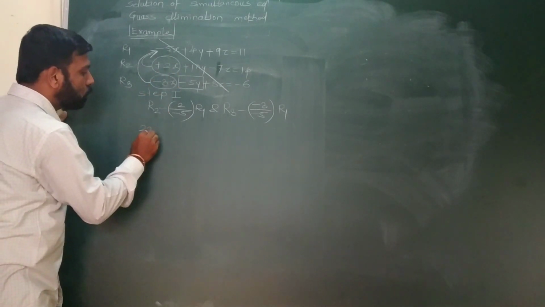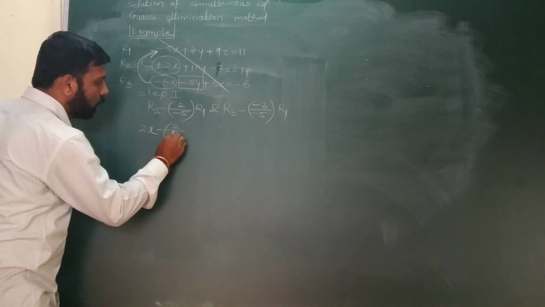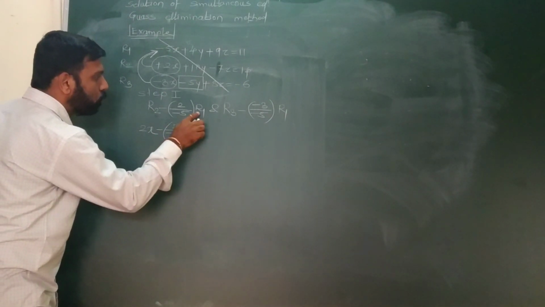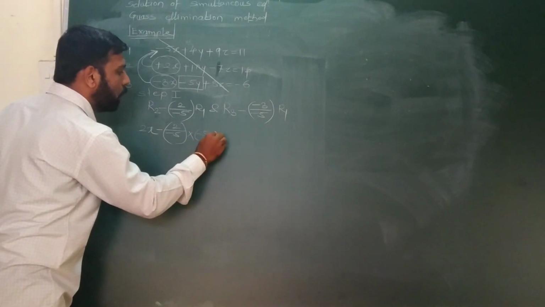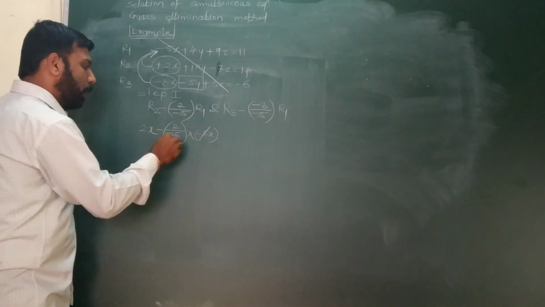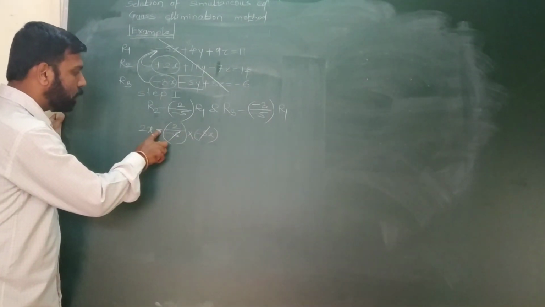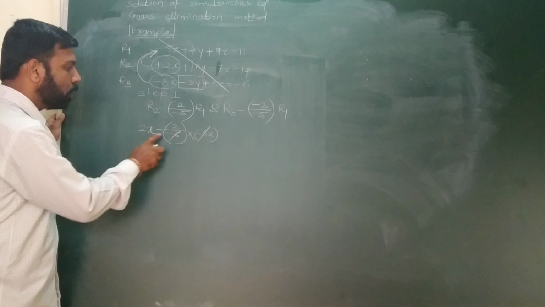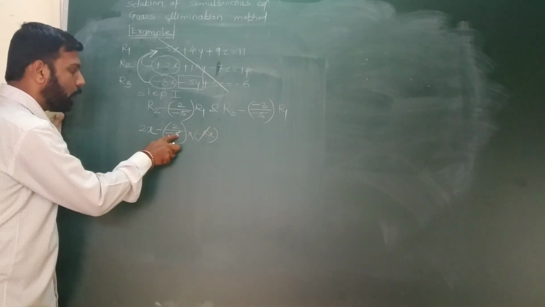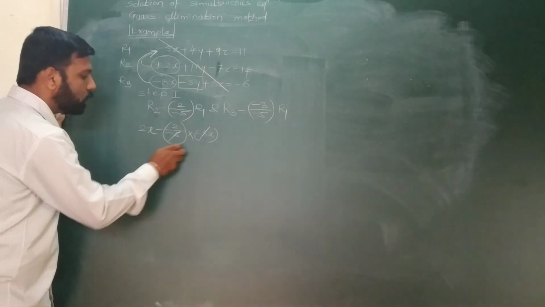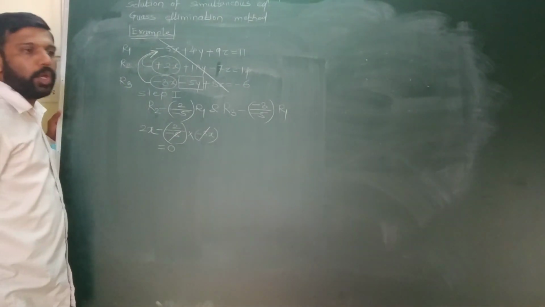So for this, R2 first: 2x minus 2 divided by minus 5, into the multiplying factor times R1, which is minus 5x. Minus 5 gets cancelled. Minus and minus become plus, and this minus 5 and this minus 5 cancel. So 2x minus 2x becomes 0. So we have made this element 0.